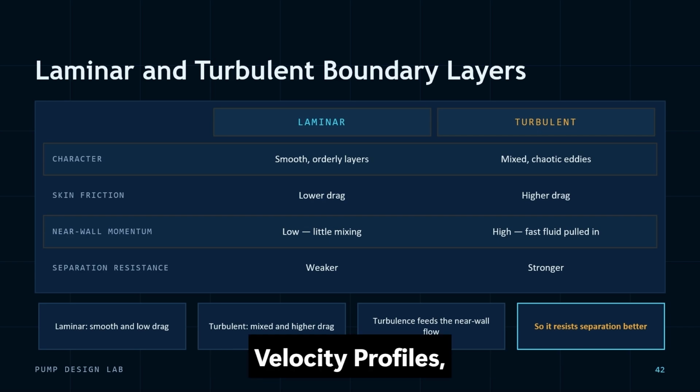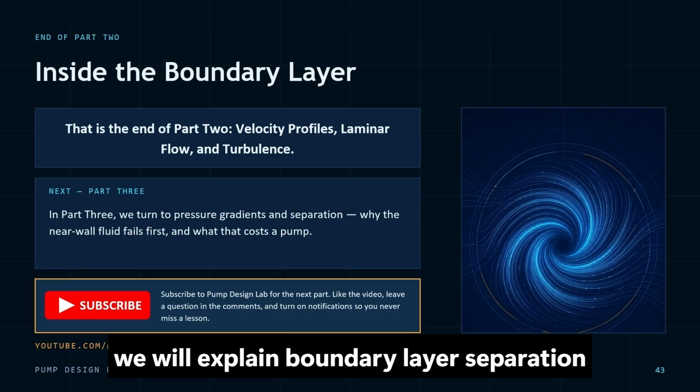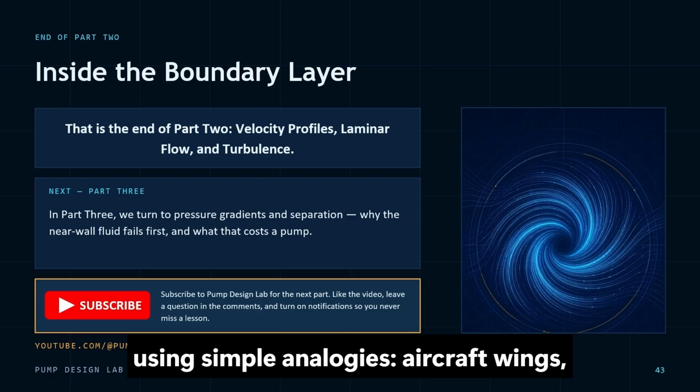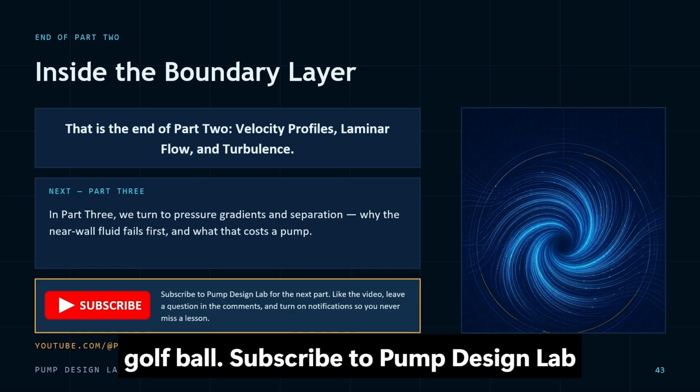That is the end of Part 2, Velocity Profiles, Laminar Flow, and Turbulence. Next, we will explain boundary layer separation using simple analogies: aircraft wings, diffusers, and the surprising lesson of a golf ball.